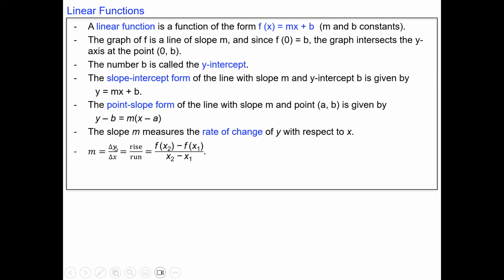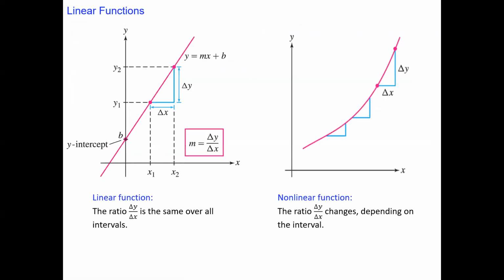All of the numerators and denominators have equivalent meaning. Okay, and this is line. This is how we calculate the slope, changes in y over changes in x, delta y over delta x, and y-intercept. That means the ratio dy dx is the same over all intervals.